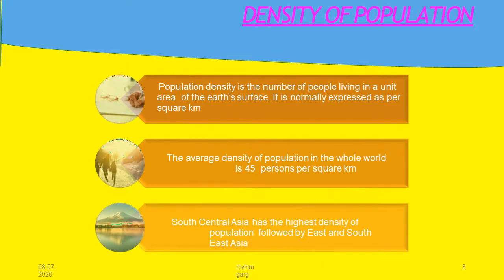The next topic is density of population. Now, what is density of population? It means the number of people living in a unit area of the earth's surface. For example, in India, the average density of population is 382 people per square kilometer. And if we talk about the world, it is 51 persons per square kilometer. South Central Asia has the highest density of population, followed by East and Southeast Asia.